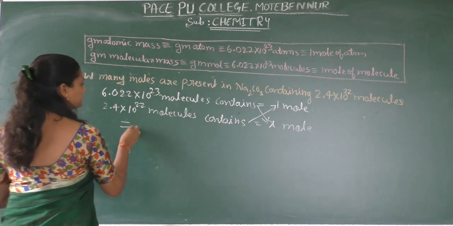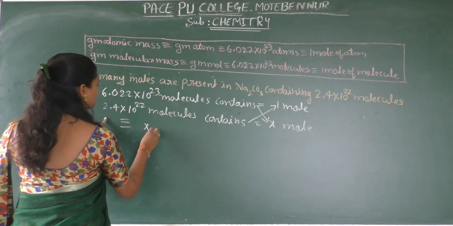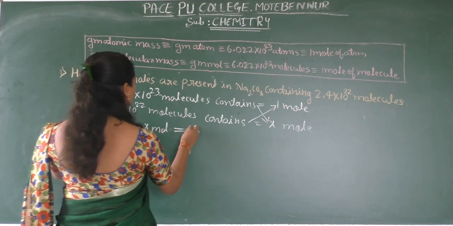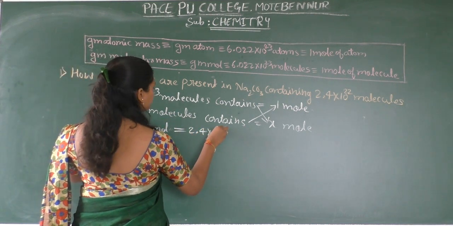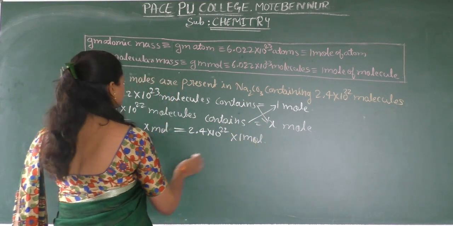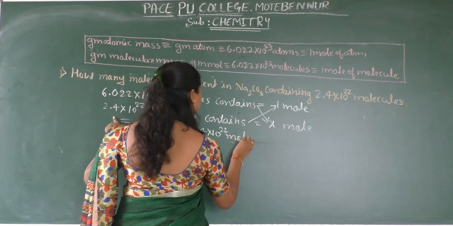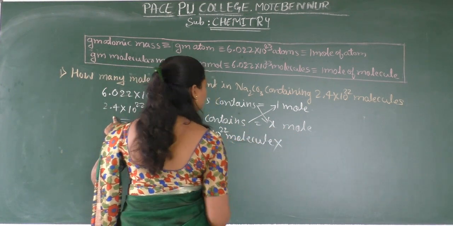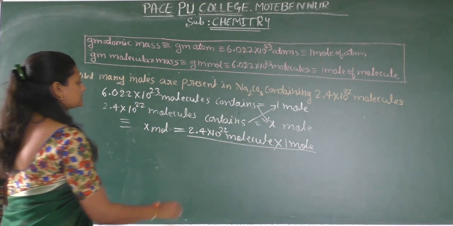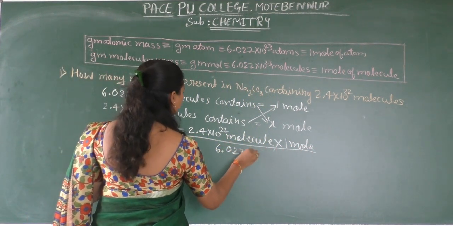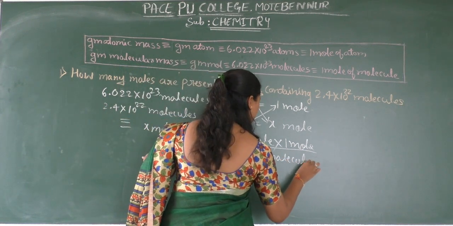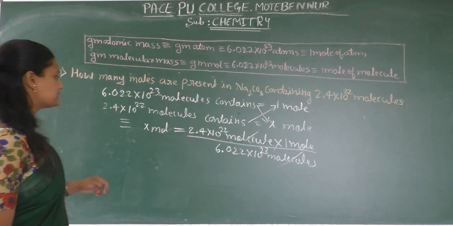So when we cross multiply that one, X mole is equal to 2.4 into 10 raised to 22 molecules into 1 mole divided by 6.022 into 10 raised to 23 molecules. So molecule will get cancelled.